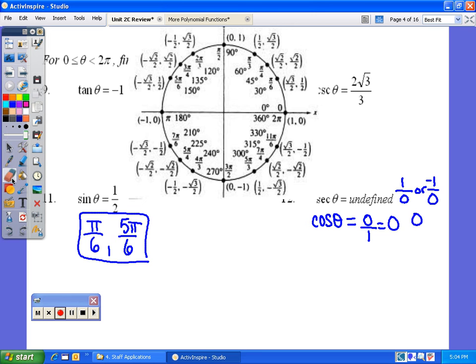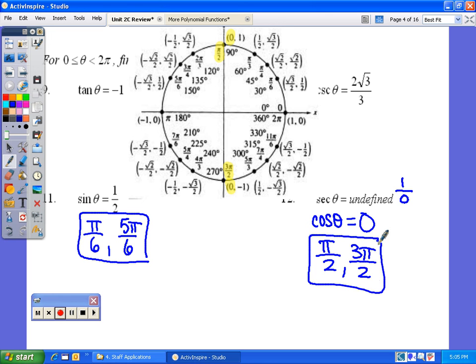So I gotta figure out where cosine equals 0. Cosine is the first number, so that means it's 0 here at pi over 2 and here at 3 pi over 2. Okay, so those are those answers.